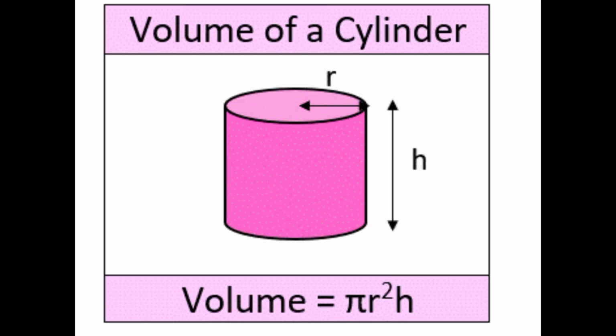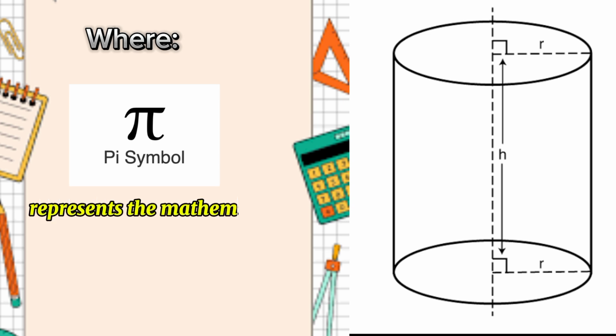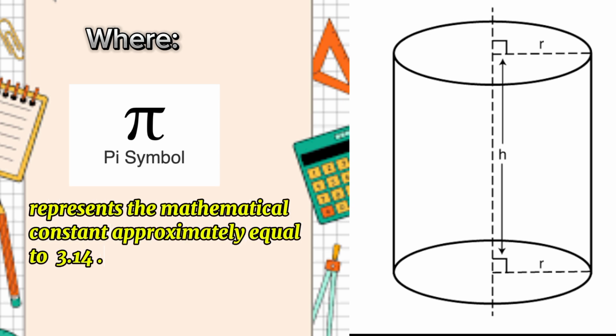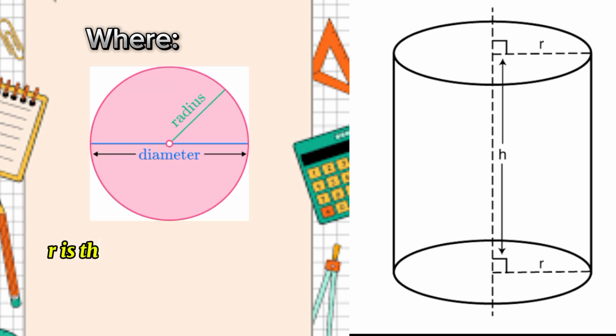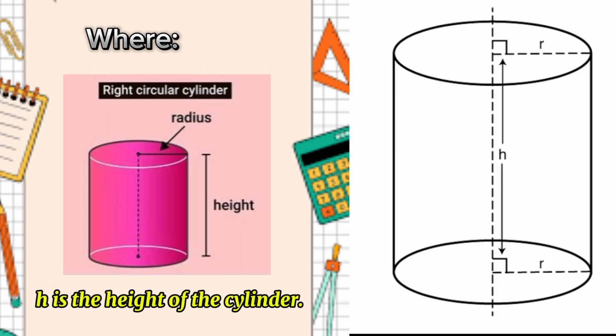The formula for calculating the volume of a cylinder is given as: volume of a cylinder equals pi times r squared times height, where pi represents the mathematical constant approximately equal to 3.14, while r is the radius of the circular base of the cylinder, and h is the height of the cylinder.